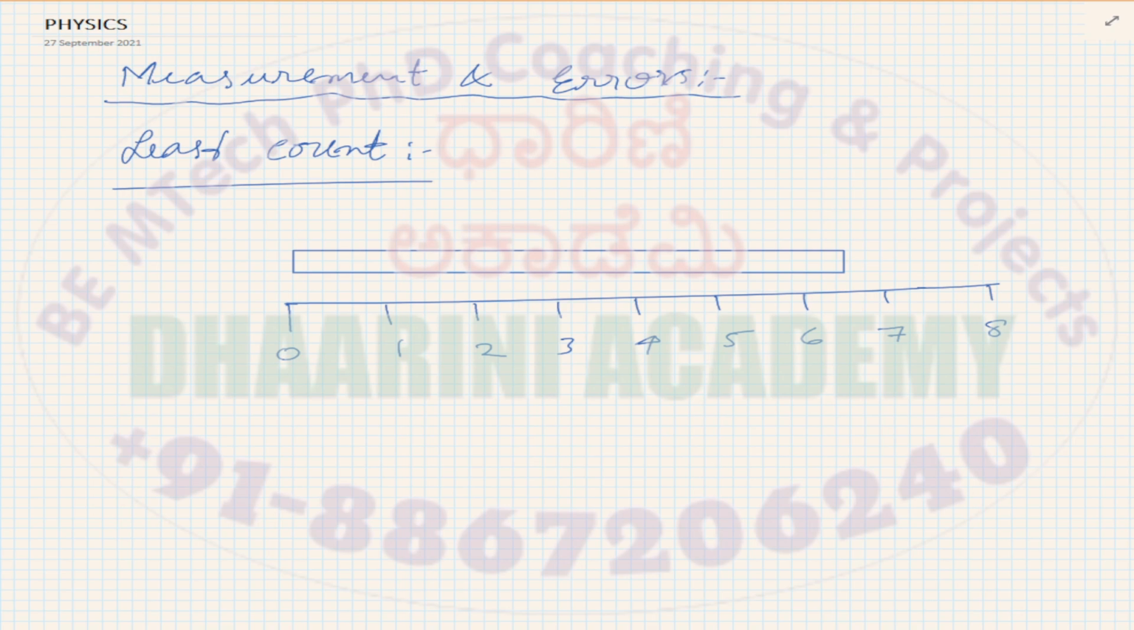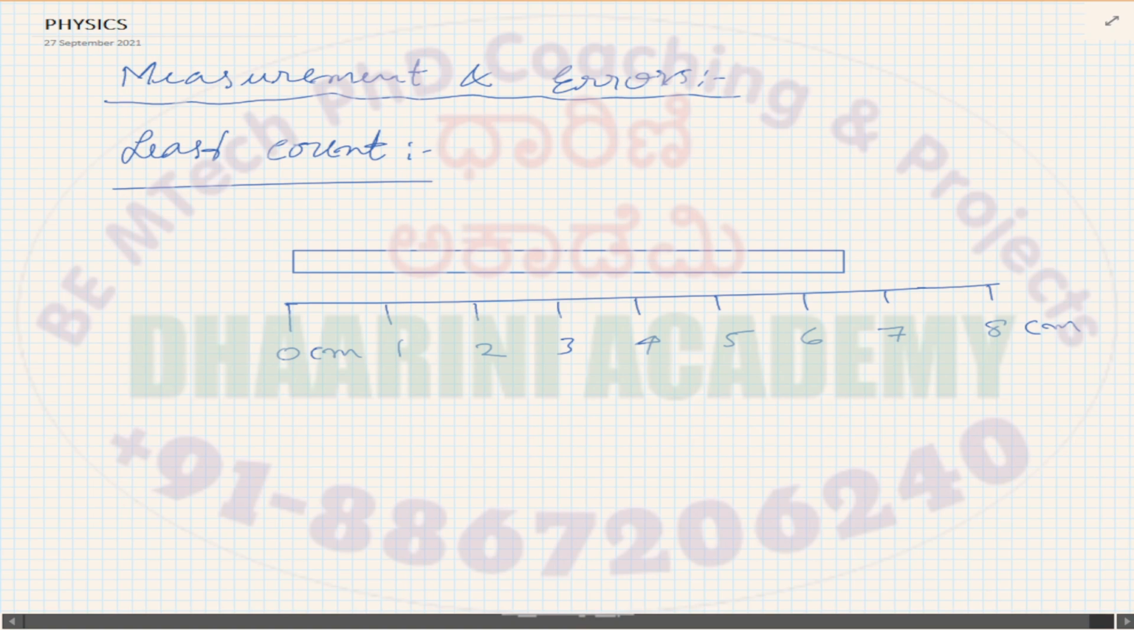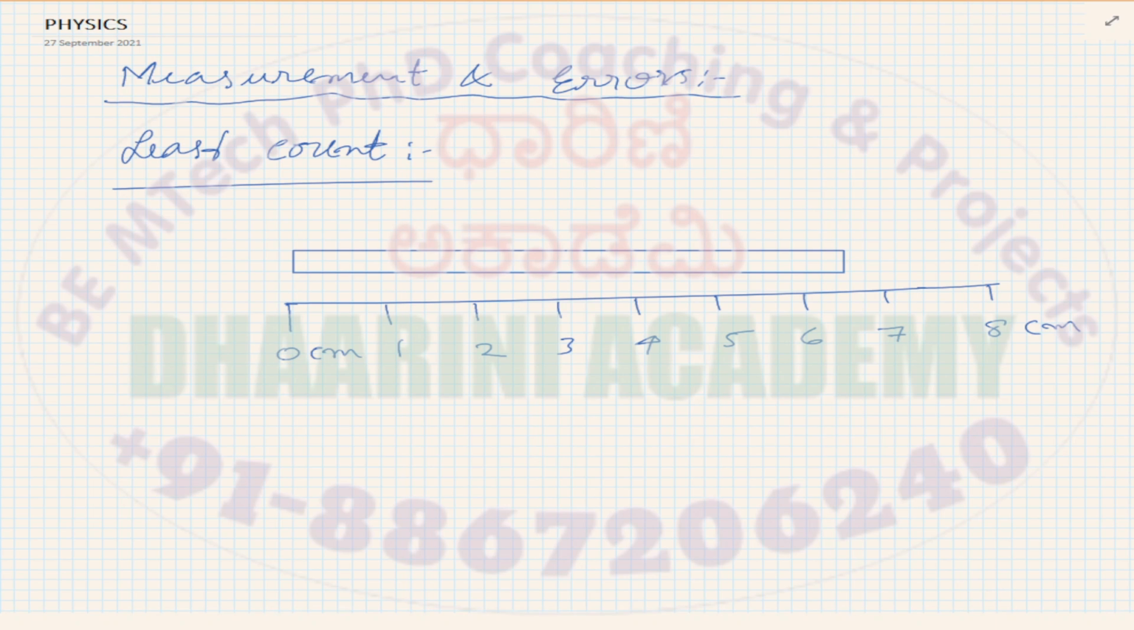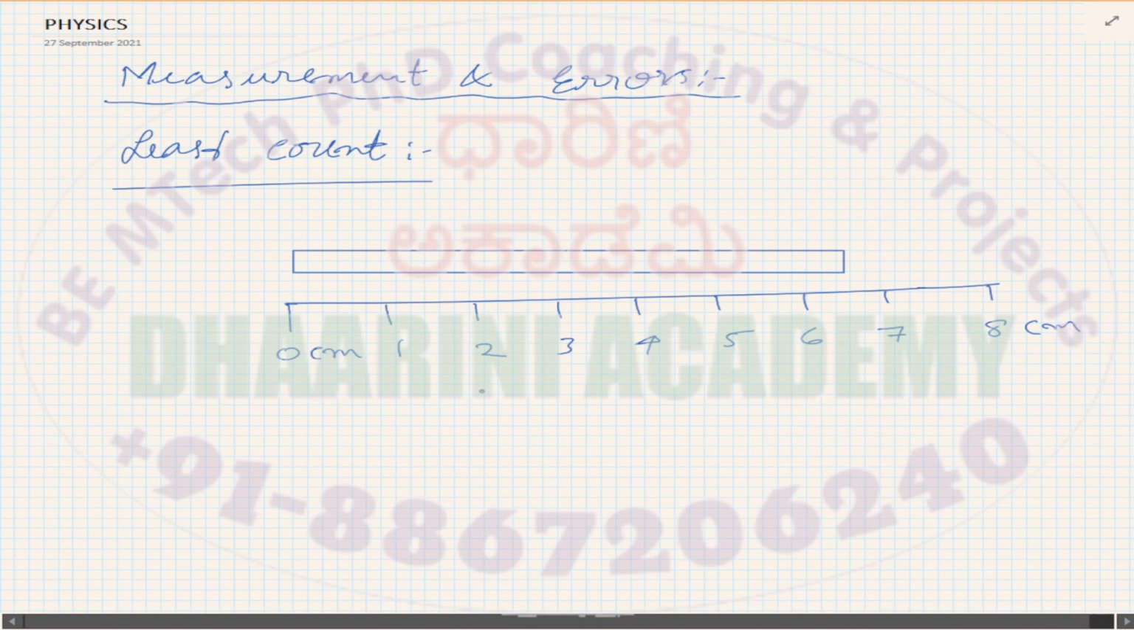Now, I'll write in centimeters, so this is cm. We are very familiar with the length measured using centimeters. Now, what is the least count of this particular centimeter scale? Least count means the minimum length that you can measure.